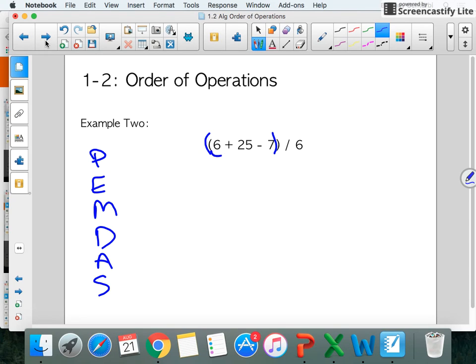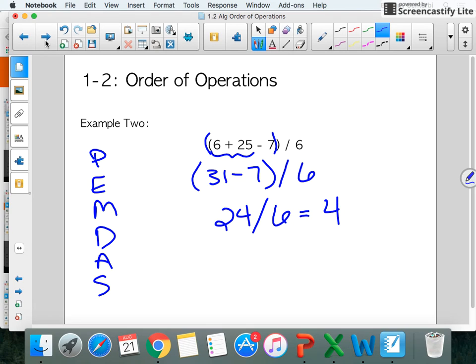So if I start at the left, I'm going to start with 6. So I'm going to do 6 plus 25. That gives me 31. And then I still have the minus 7 divided by 6, and I'm just going to bring it down. Now, I didn't get rid of the parentheses because I still have to do the 31 minus 7 first. So I'm going to do 31 minus 7. That gives me 24. Now that I've done everything in the parentheses, I can drop the parentheses, and so now I'm just left with 24 divided by 6, which gives you 4.